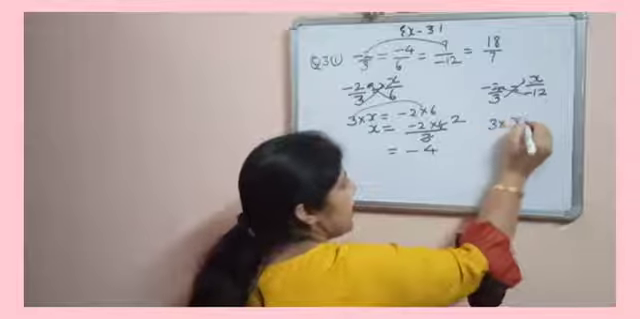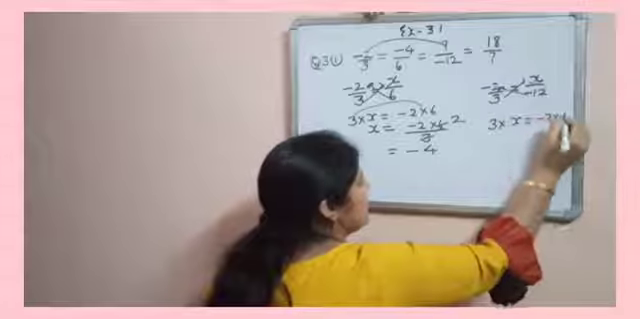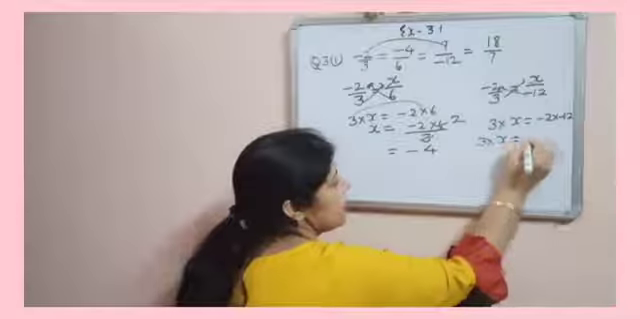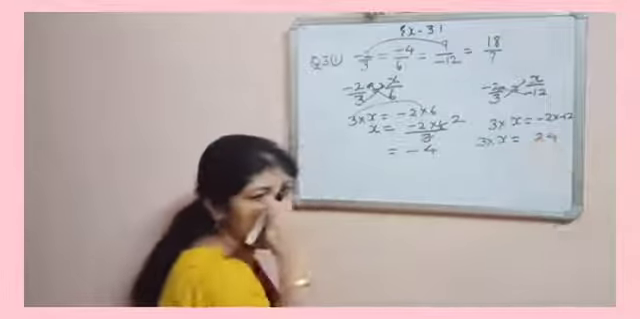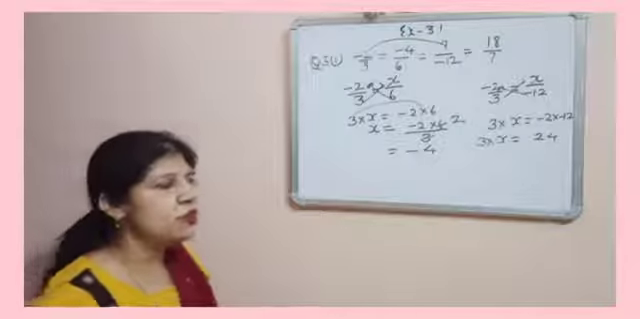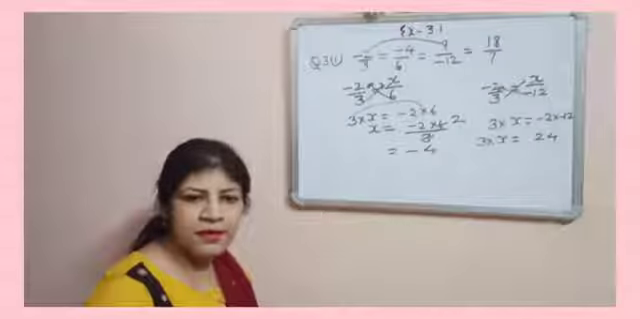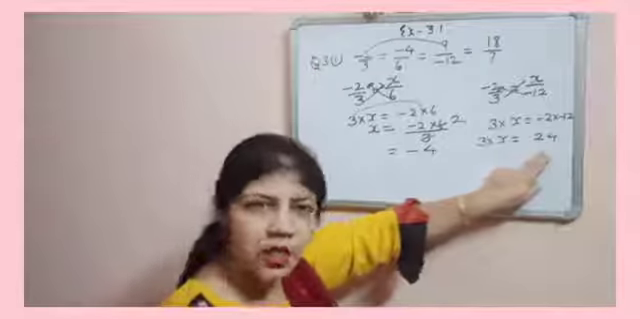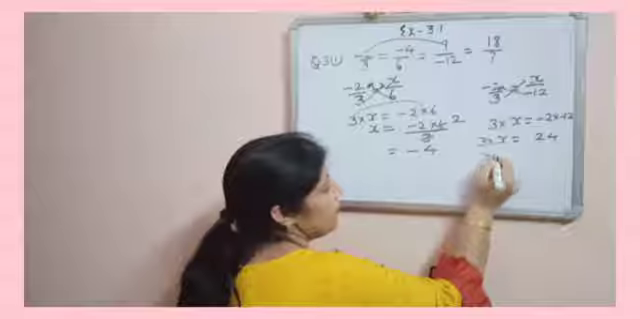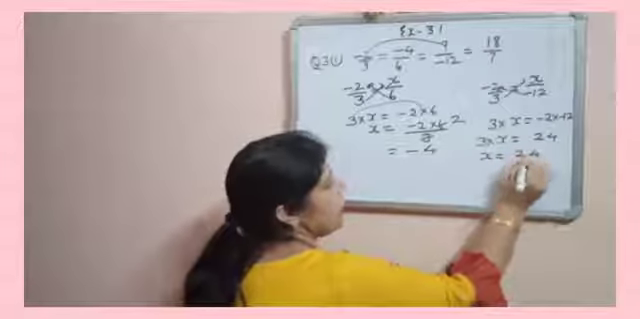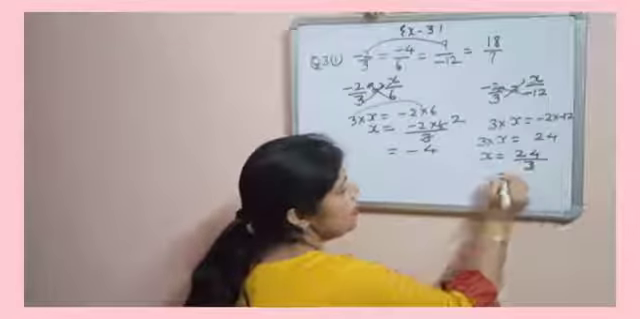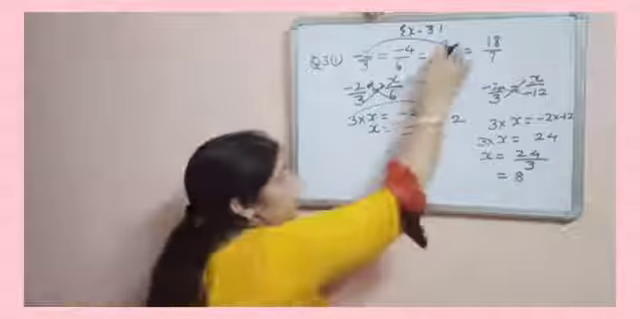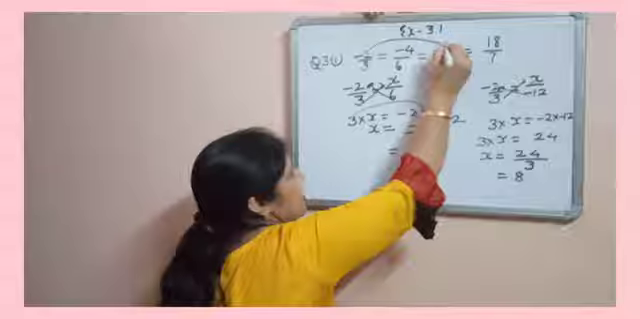3 multiplied by x is equal to minus 2 into minus 12. Now 3 into x is equal to 24. When you multiply 12 by 2, that is 24, and in multiplication both are of the same sign, so it will be 24. Now for x, you have to shift 3 towards the right hand side, so it will be 8. Clear? So the value of this fill up will be 8.